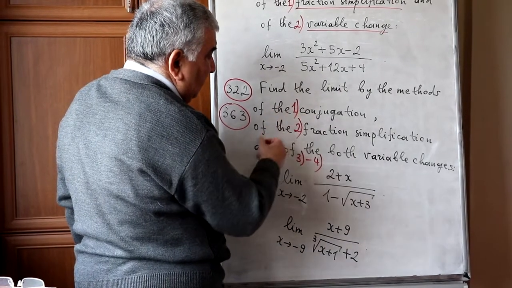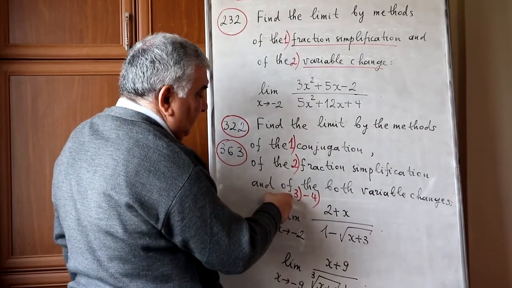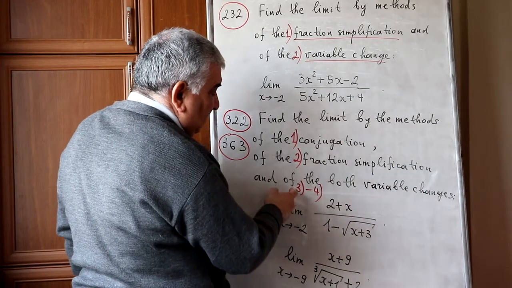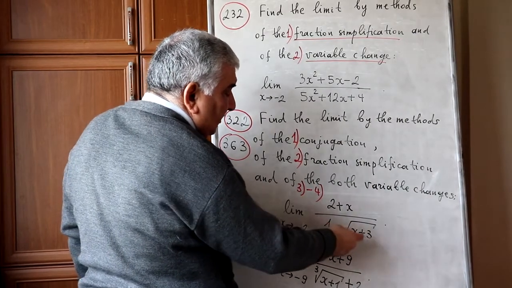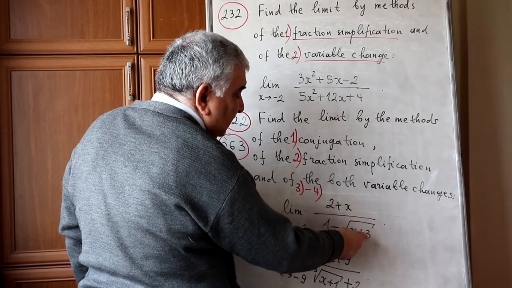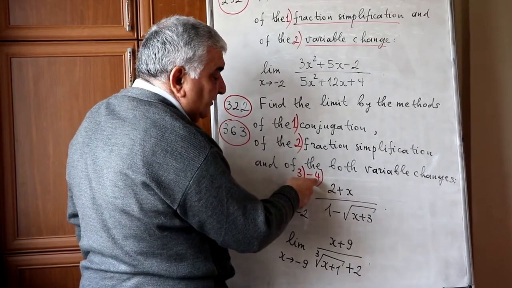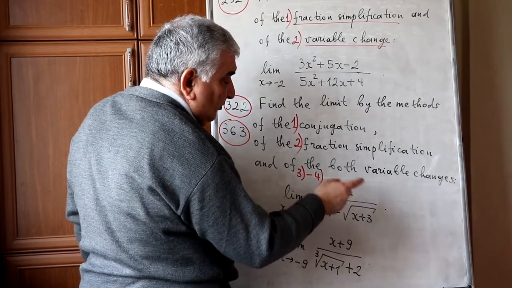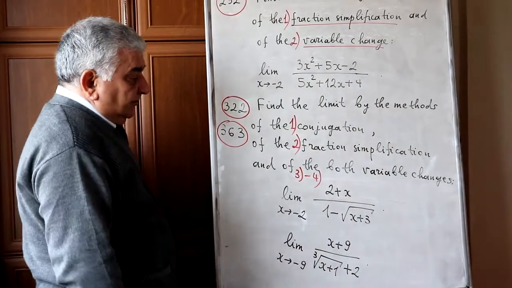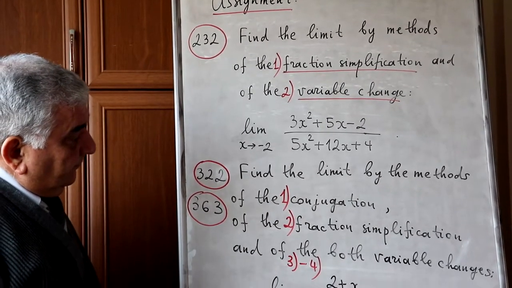First method, conjugation method. Second method, fraction simplification method. And third and fourth method, both variable change. In the third method, you must change only the expressions under roots by a new variable, and in the fourth method you must change the whole roots by the new variable. Please rewrite.